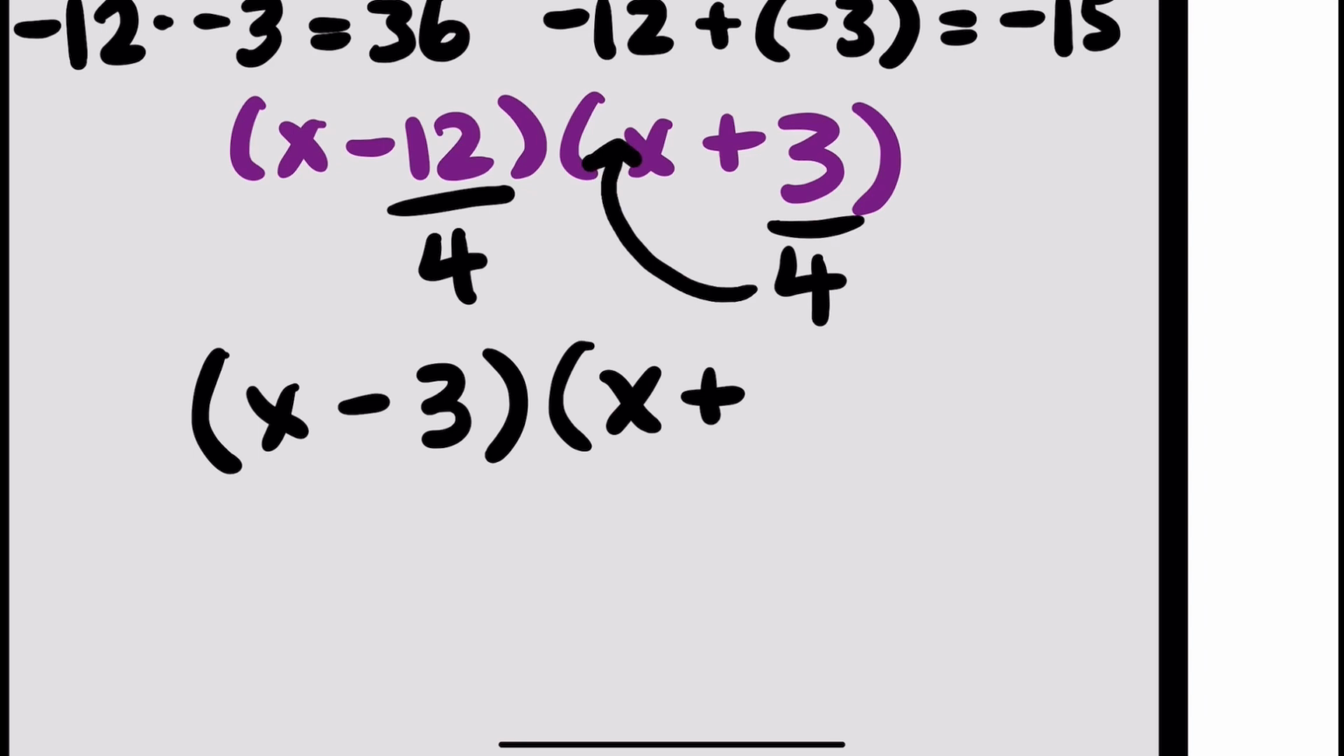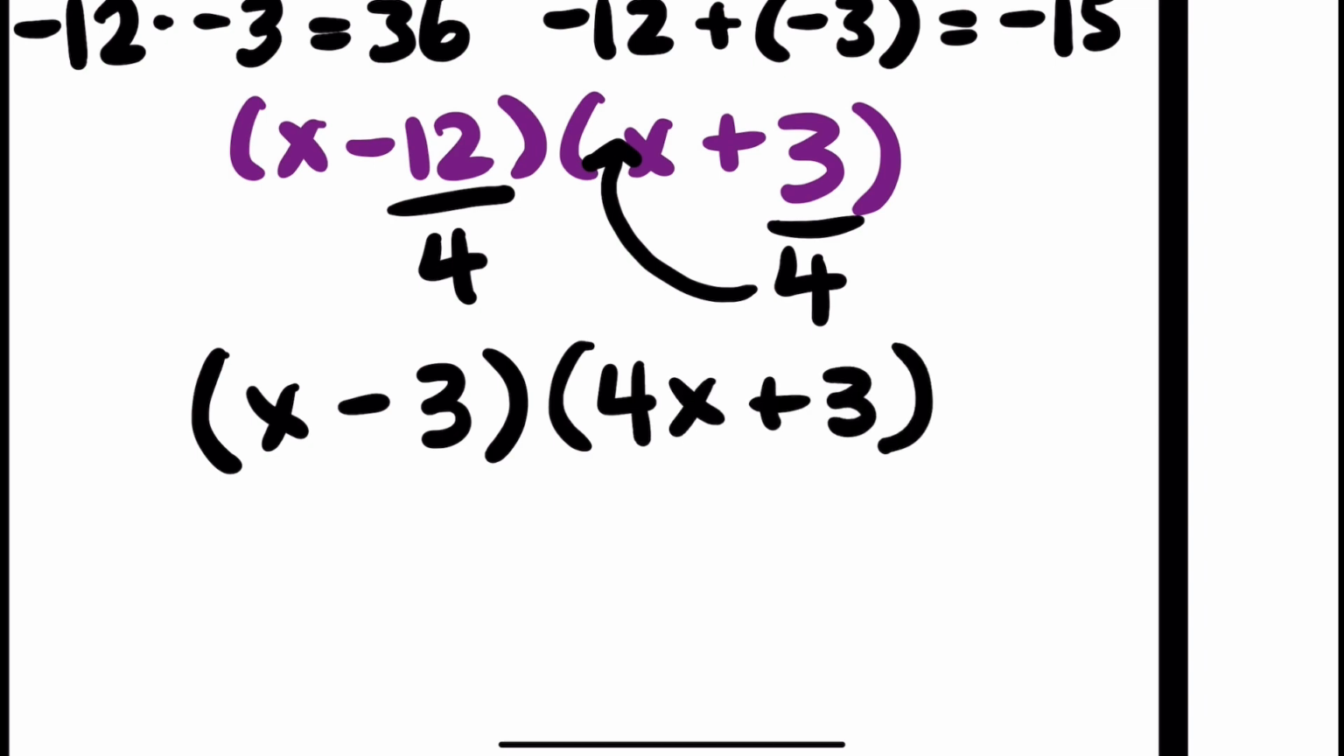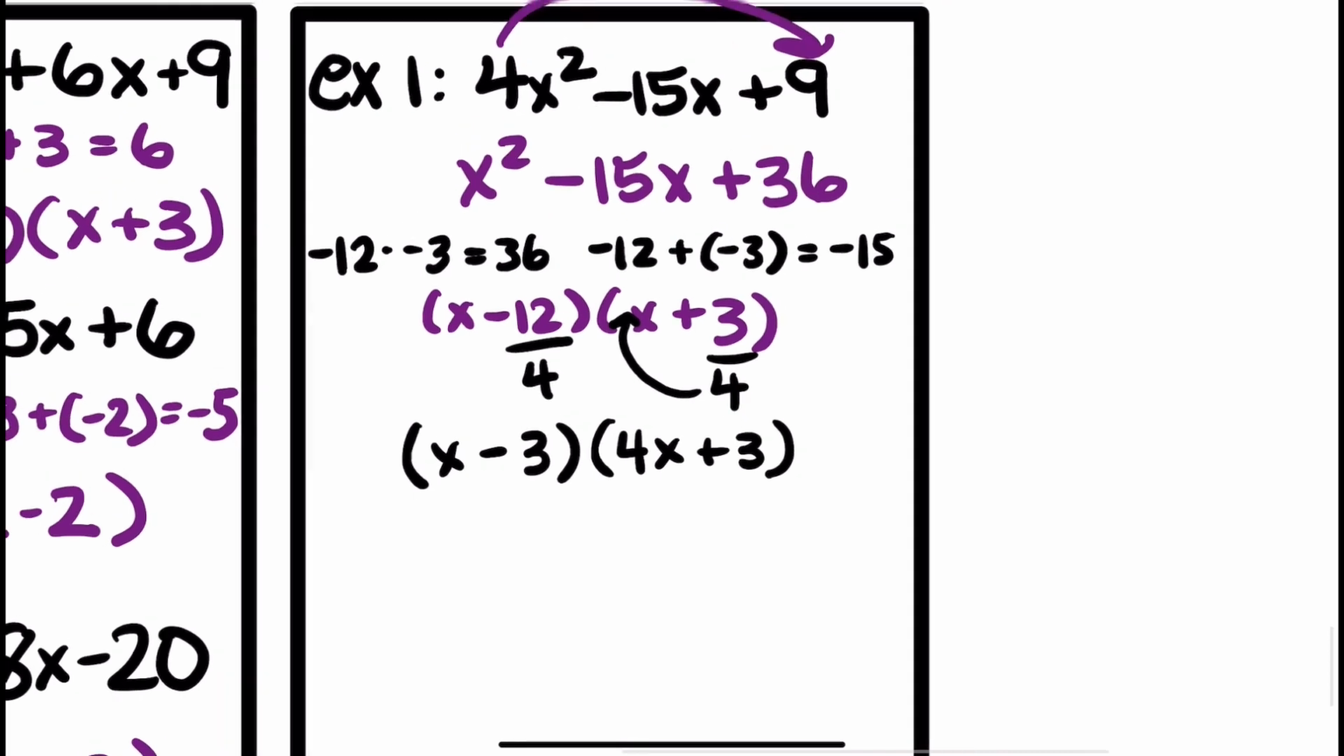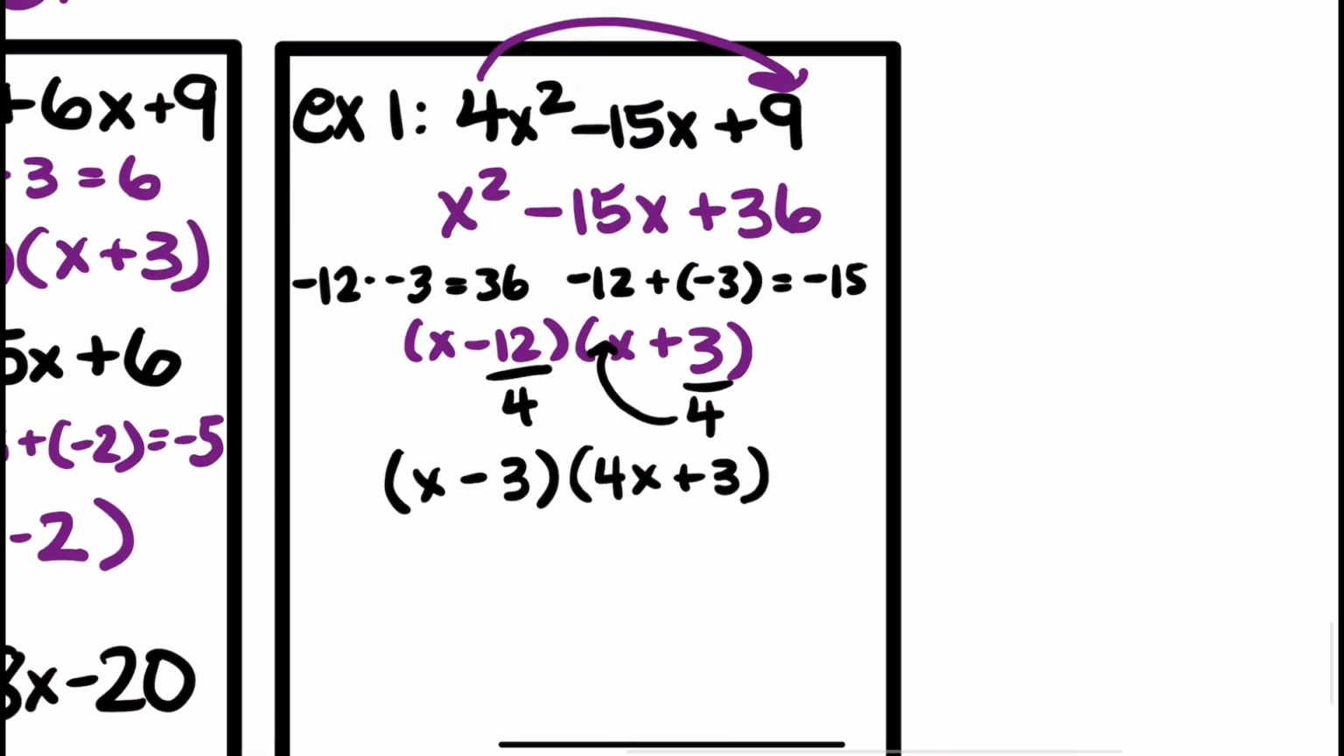3 over 4 does not divide evenly. So I'm going to put the 4 in front of the x. So we have 4x plus 3. And that's our final answer. x minus 3 times 4x plus 3.